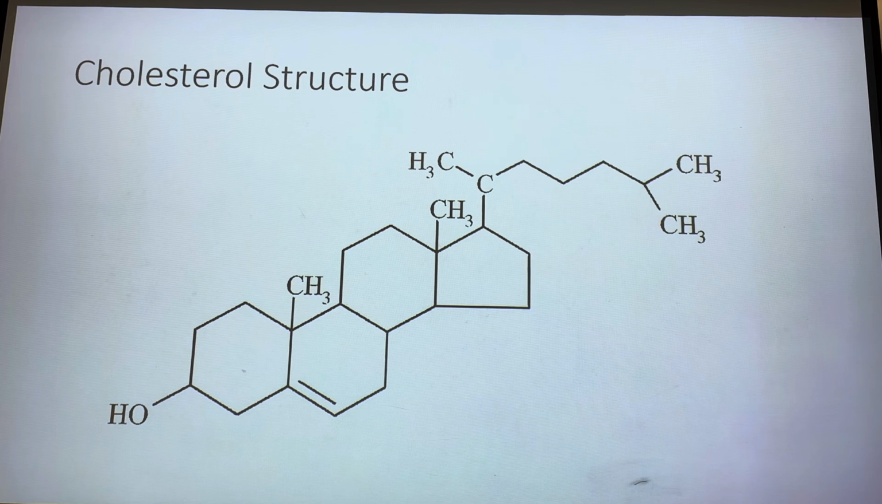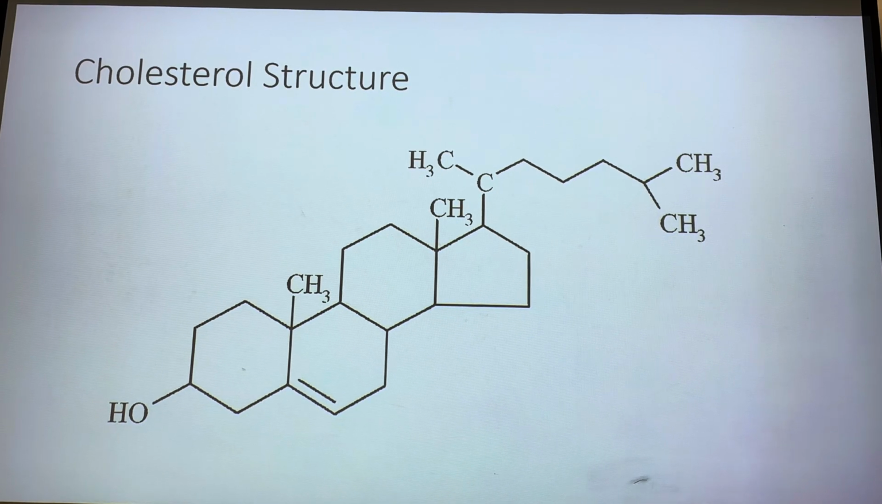So here's the structure of cholesterol. I just put it there again. So the role of cholesterol, we're going to talk about membranes, is basically membrane structure. It provides membrane stiffness at higher temperatures.